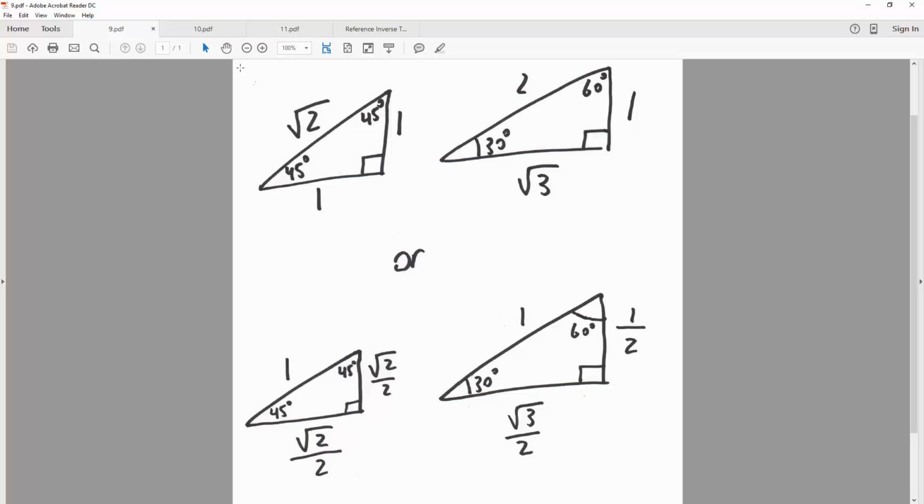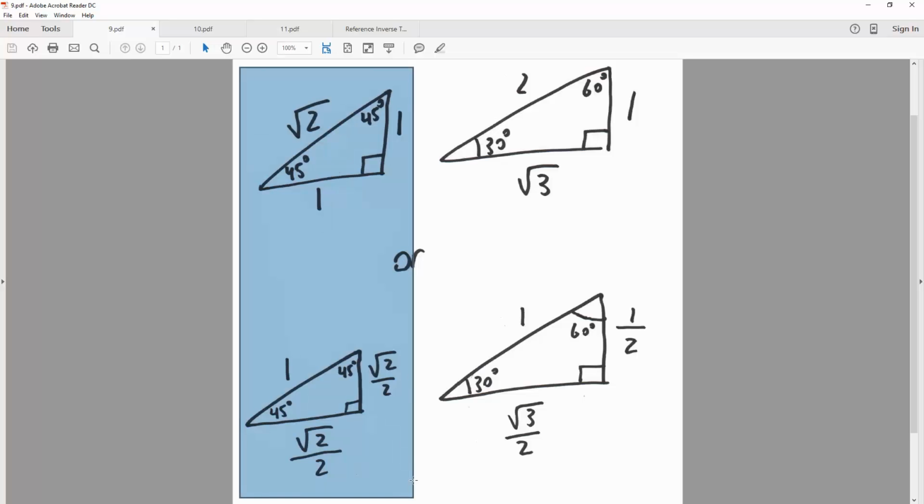So the properties for 45-45-90 can be this. The side opposite the 45 would be 1, the side opposite the other 45 would be 1, and the side opposite the 90 is square root of 2. Or you can choose either one to memorize. The side opposite each 45 would be the square root of 2 divided by 2, and the side opposite the 90 would be 1.